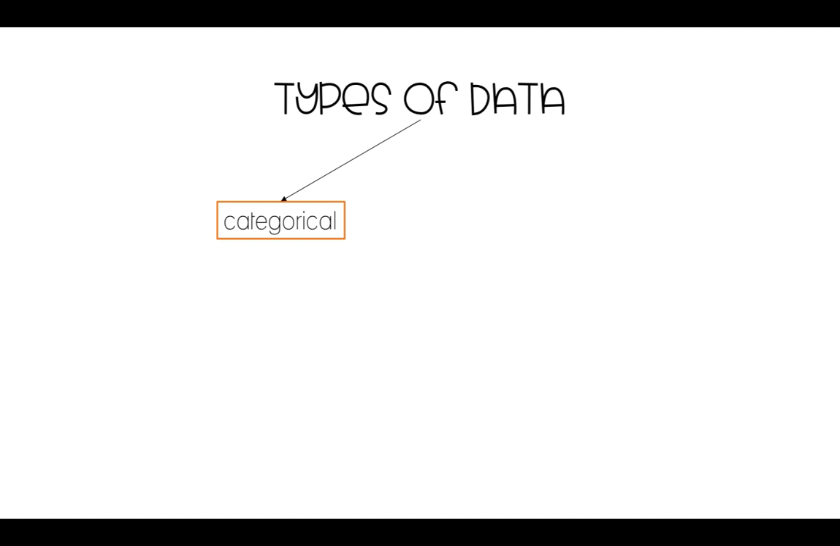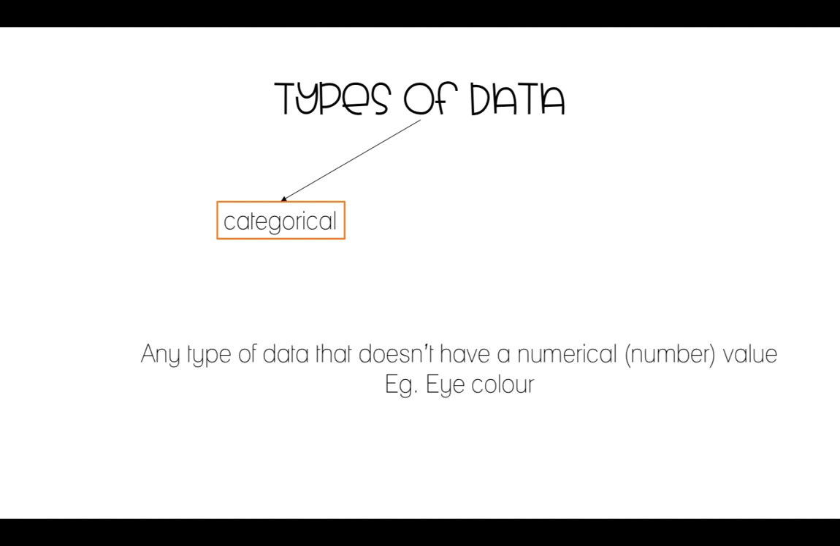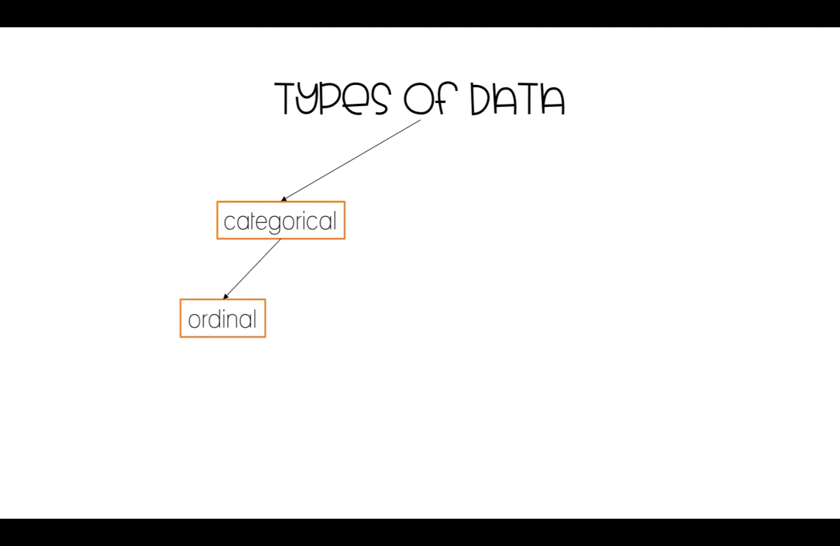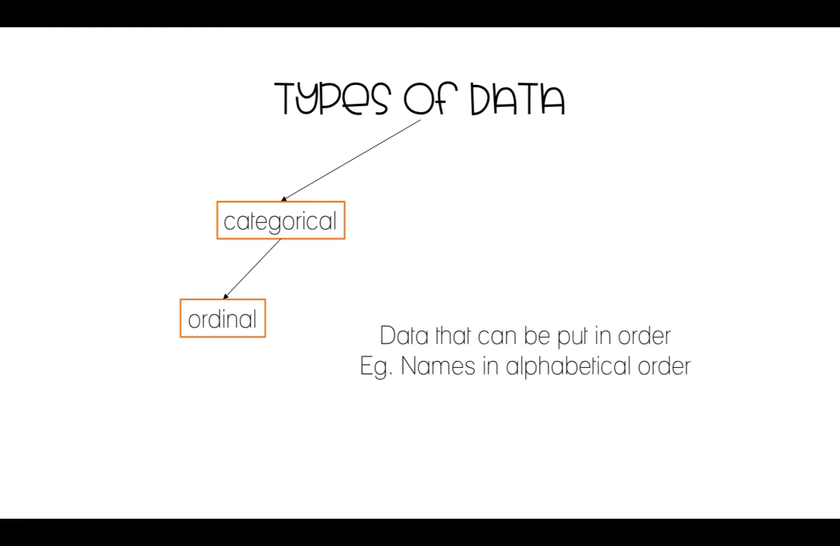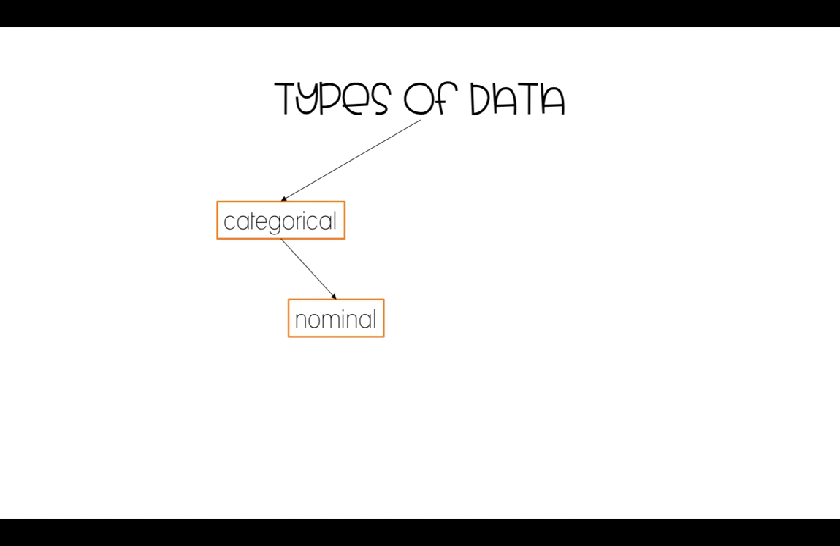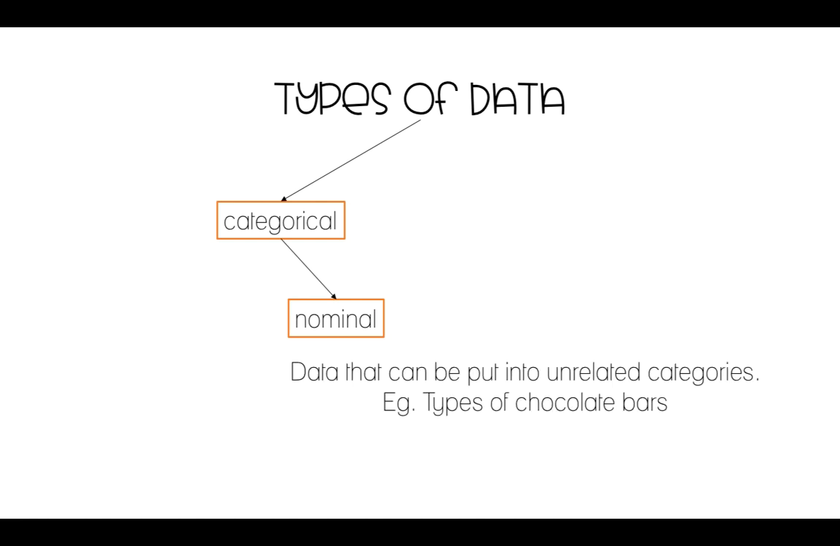Then we have categorical. Now, categorical is any type of data that doesn't have a numerical value. So your eye color, your t-shirt size, as in small, medium, large, the types of animals that you have, something that falls into a category or a group. Then we have ordinal. And ordinal data can be put into an order. So if we were collecting the data of the first initial of your name, that could be put in alphabetical order.